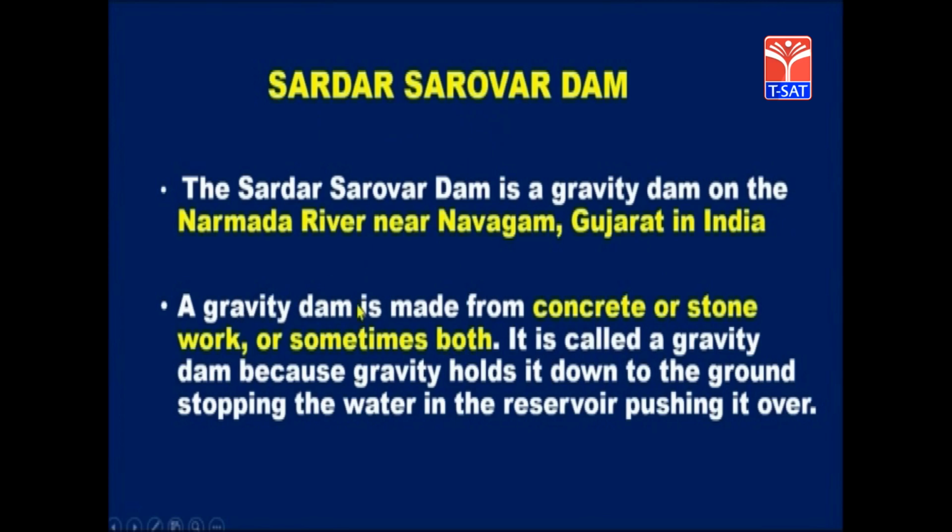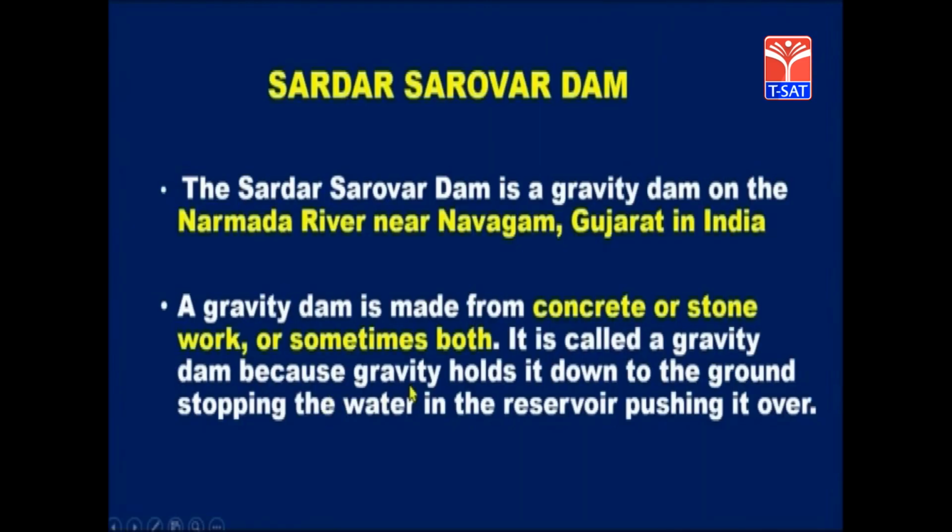A gravity dam is made from concrete or stonework or sometimes both. So why is it called a gravity dam? Because it is made of concrete and stones, and sometimes both are used for the construction of these dams.